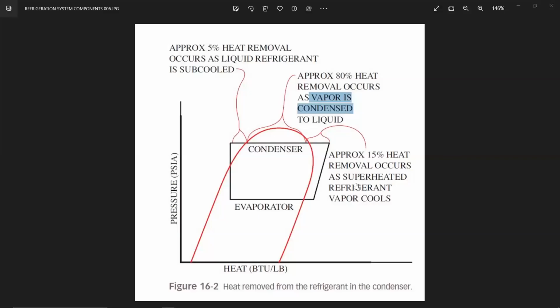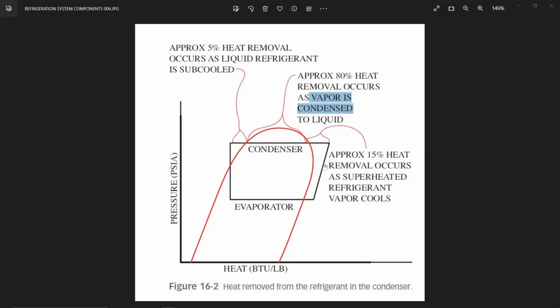Now, sometimes they ask what all and where all does the heat removal take place inside the condenser. So this is the answer for that. This is asked by, I think, Pakrasi sir sometimes. Where all is the heat removal taking place inside the condenser? So you see, this is your entire system, the pH diagram.